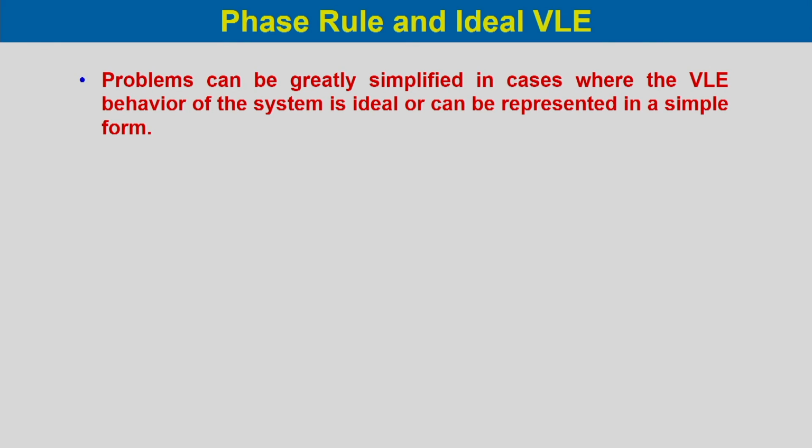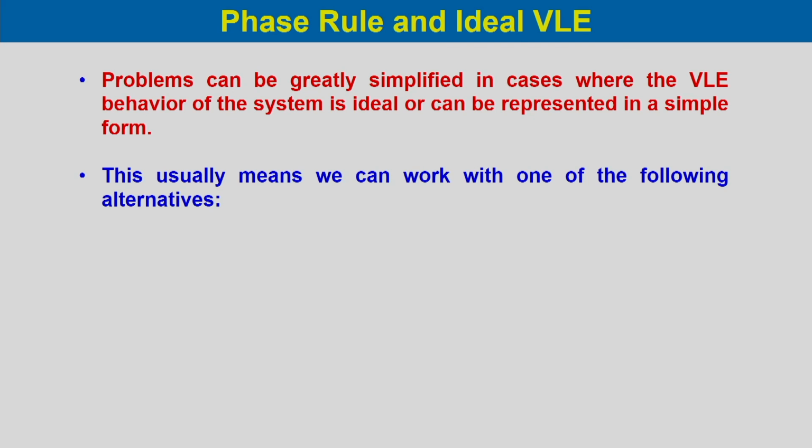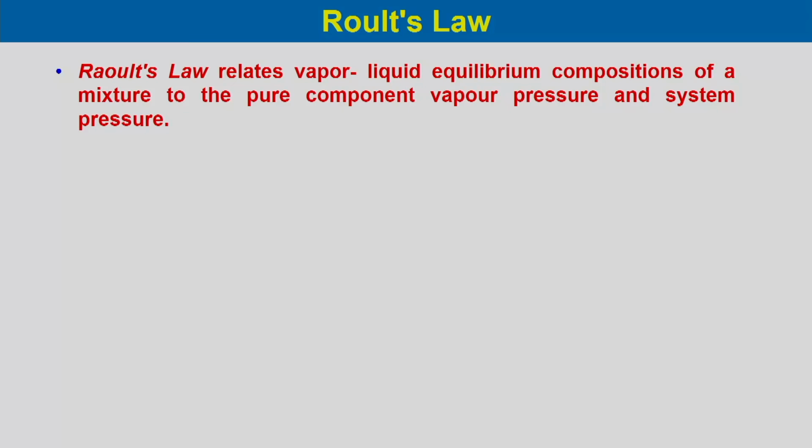Now, this problem can be greatly simplified in cases where the VLE behavior of the system is ideal or can be represented in a simple form. This usually means we can work with one of the following alternatives: either we can use Raoult's law or we can use relative volatility. Either of these two can work to simplify solving these problems. Raoult's law, as you have already learned, relates the vapor liquid equilibrium composition of a mixture to the pure component vapor pressure and the system pressure.